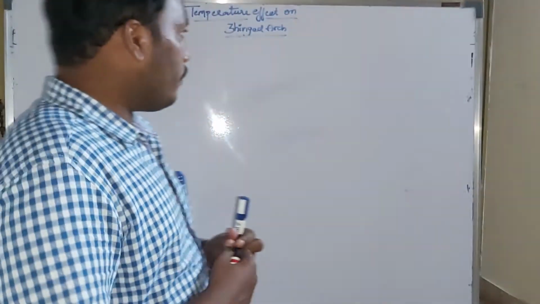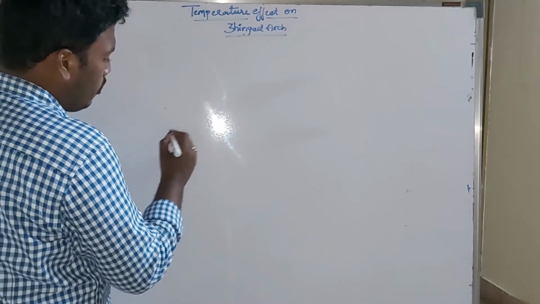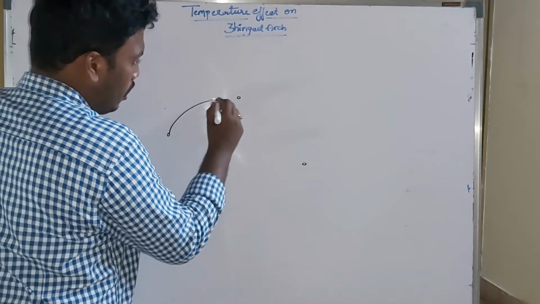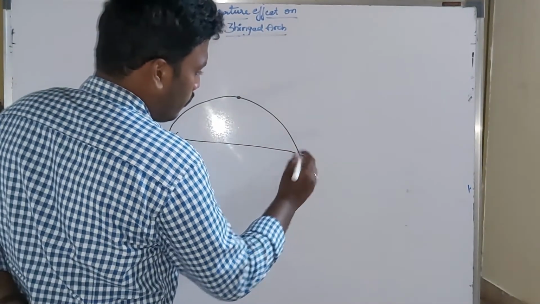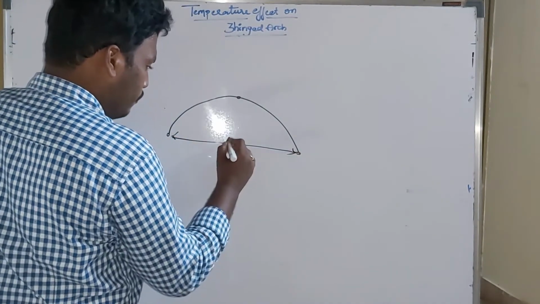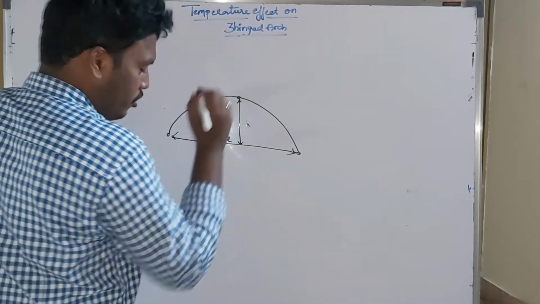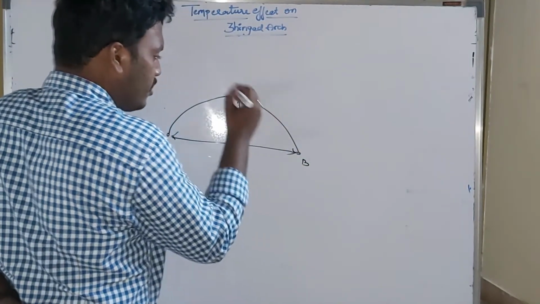So let us assume a 3 hinged parabolic arch, with a span of L and a rise of small h, with points A, B and C.